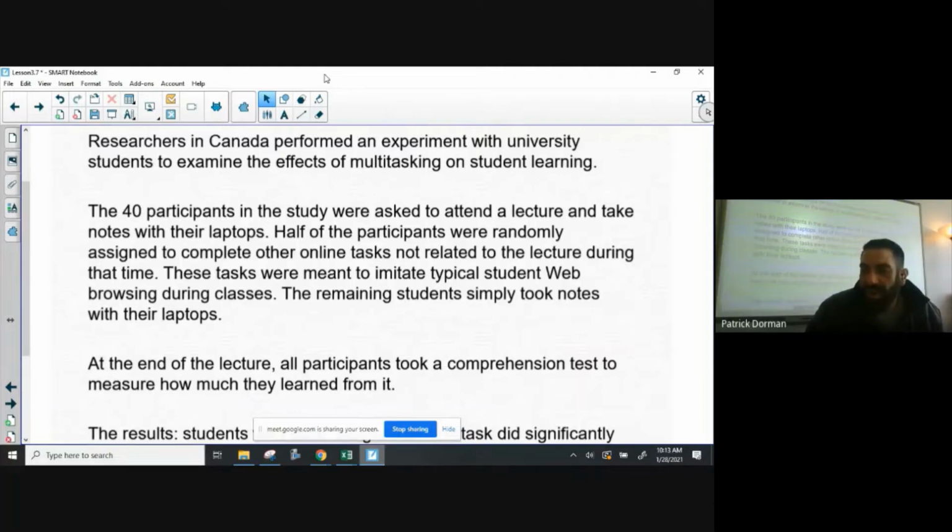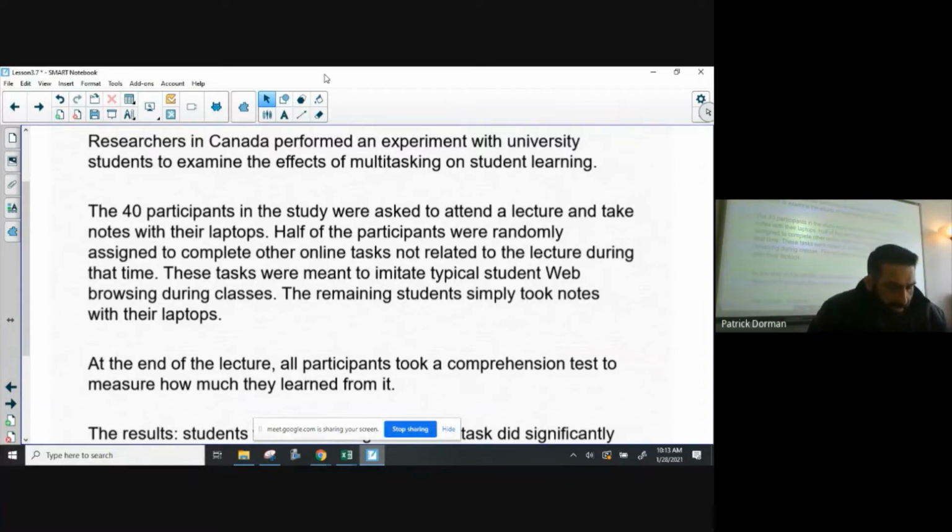Or try to crack jokes, whatever. I couldn't be distracted in other ways. So now with these distractions, it looks like these researchers wanted to find out how that is affecting people's learning, right?